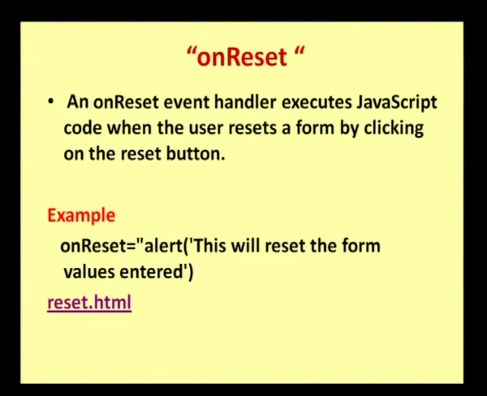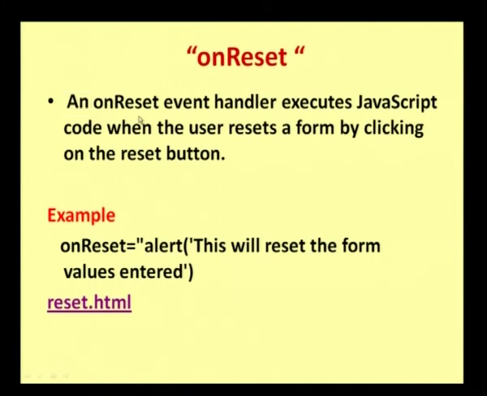Some users want to reset the data entered by them. They don't want that data to be submitted to the server. At that time the user can use the onreset event. The onreset event handler executes JavaScript code when the user resets a form by clicking on a reset button. So whenever the user clicks the reset button, the onreset event is called, and the data entered in the field values will be cleared. So submit is used to submit the data to the server and take action, and reset will reset all the values entered by the user.